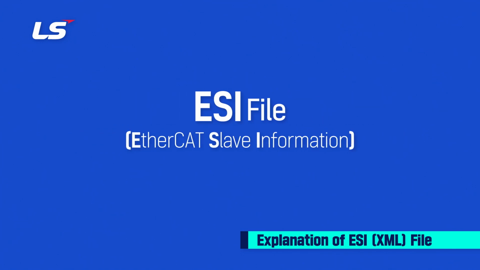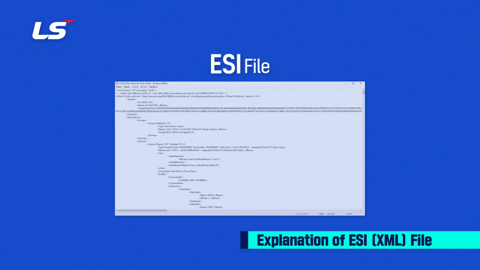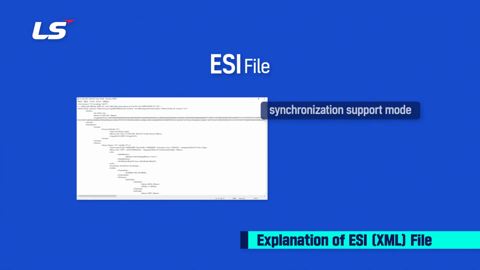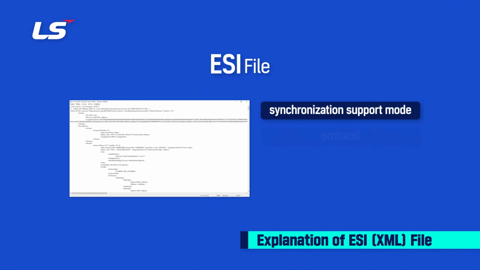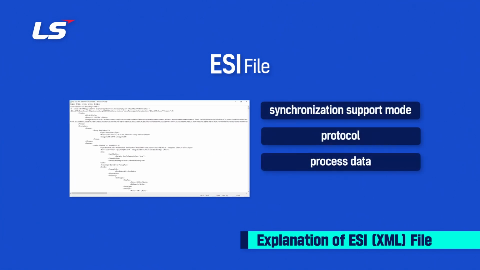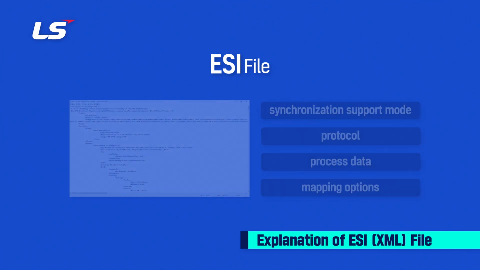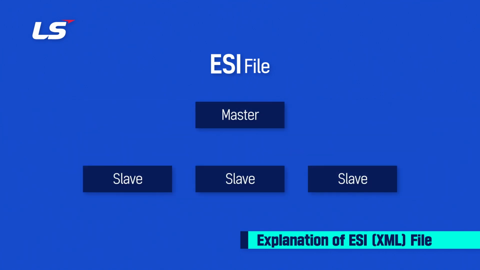The ESI file contains the EtherCAT slave information and defines the accessible properties of the network, such as synchronization support mode, protocol, process data, mapping options, etc. You must have an ESI file for the connection and operation of each slave in the EtherCAT master position control module and motion controller.